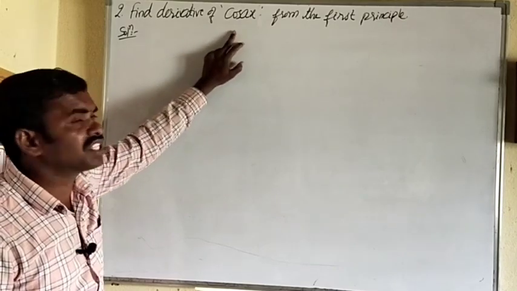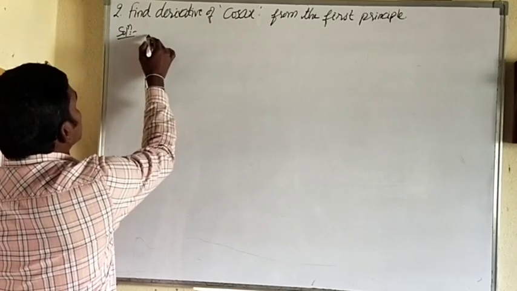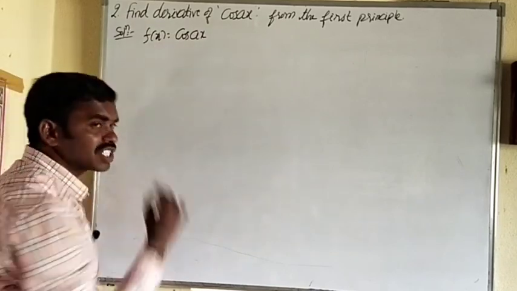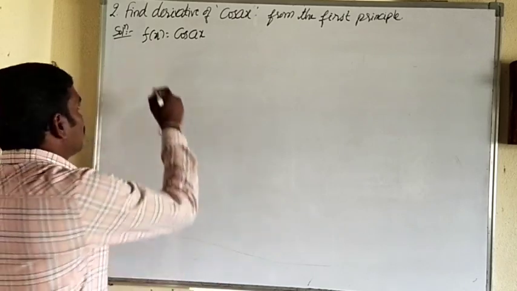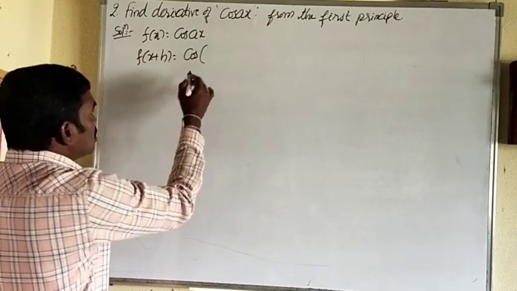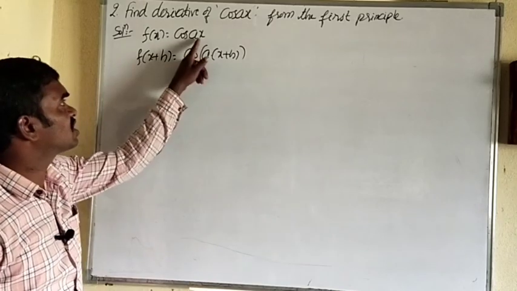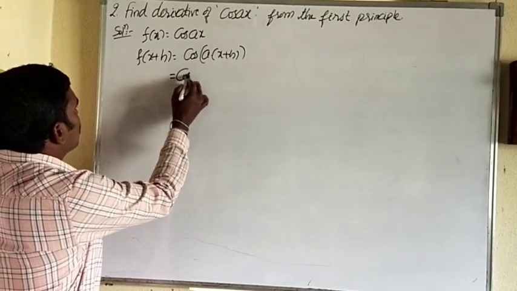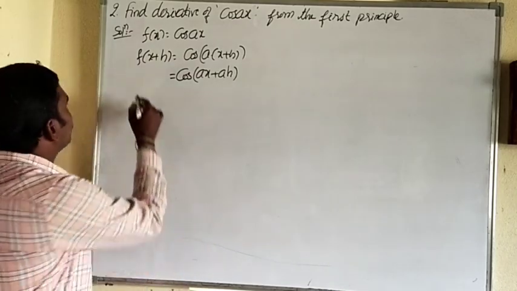Find the derivative of cos ax from the first principle. Okay, what is the first step? Let the given f of x be equal to, what is the function? Cos ax. Take as it is. Next, find f of x plus h. So f of x plus h is equal to cos of a into x plus h. Am I right? Instead of x, just x plus h, because we should find x plus h. So simplify, which is called cos of a into x, ax plus a into h, ah. Got it? F of x plus h.